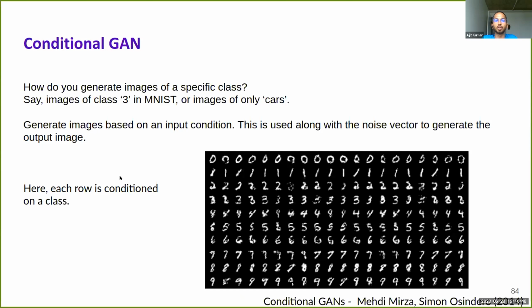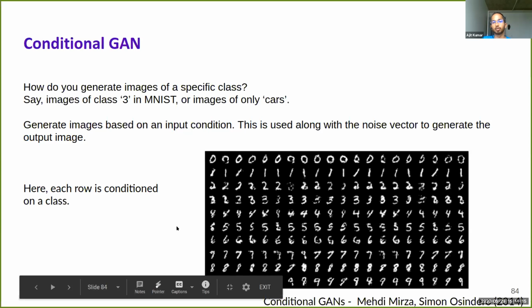Earlier we were generating images randomly: you give it some random noise and it generates some images. But what if we wanted images of some particular class, like class 0 or 1? This can be done using something called a conditional GAN. Along with the random noise vector, we give it some additional information which says that you need to generate images of this particular class.